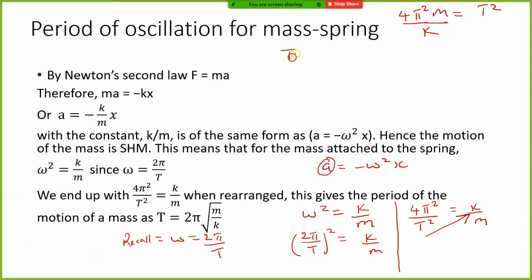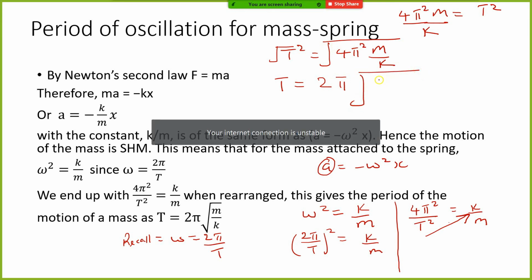So now we have t squared is equal to 4 pi squared m over k. Obviously, we want to get rid of the square because we're trying to find t, which is the period. So we have to square root both sides. So we now have t is equal to the square root of 4, which is 2, and the square root and square cancel on pi, leaving us with the square root of m divided by k.